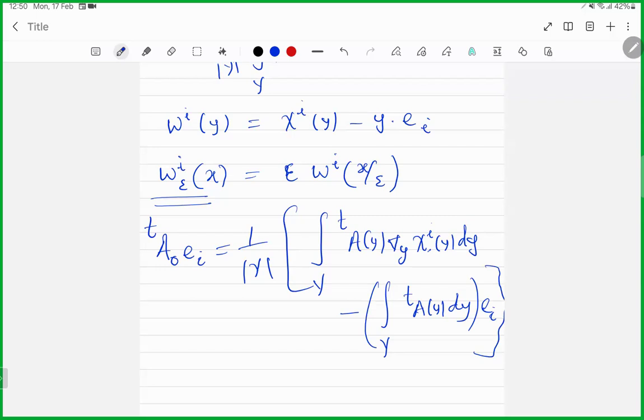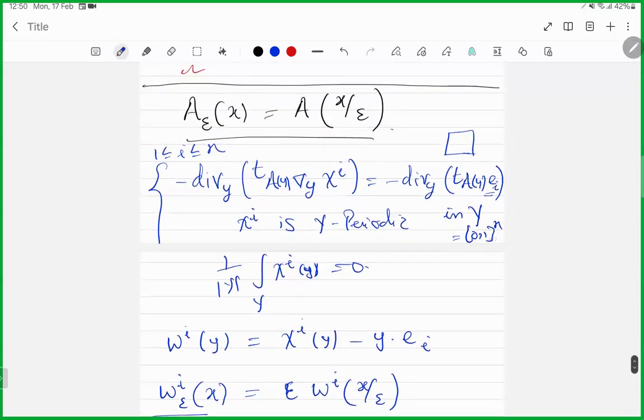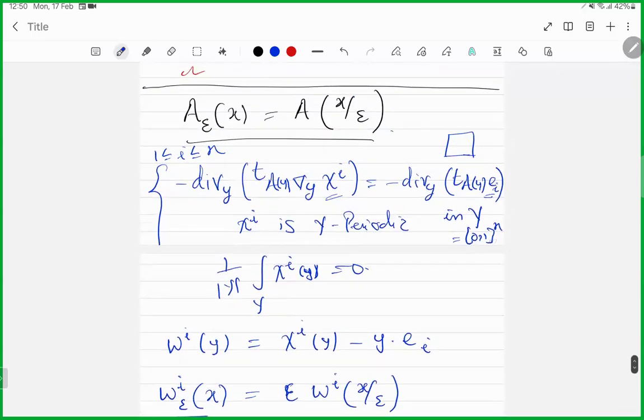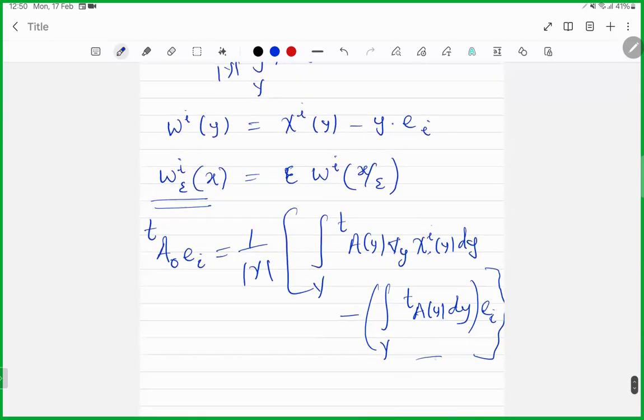Okay, so how do I define A0 transpose? We have defined the cell problem. I have a chi I. We use this chi I to do this. This also can be motivated without even using the general case. If I don't want to do the general case, I can directly motivate this from here to here.